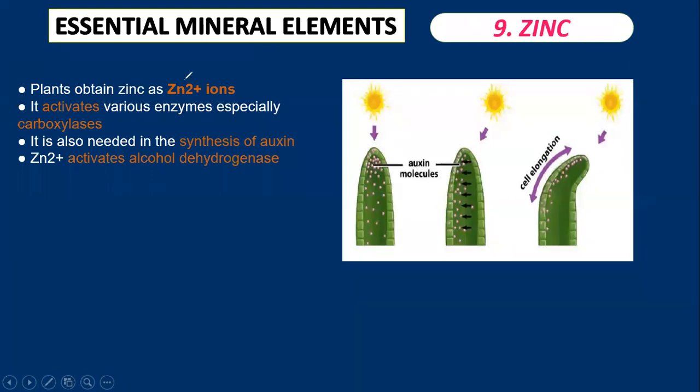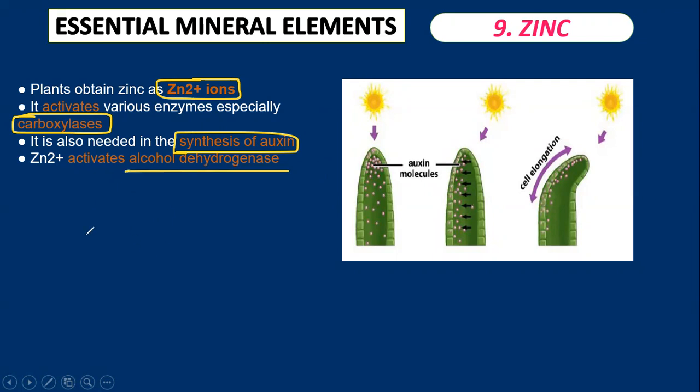The ninth element is zinc. Zinc is mainly absorbed as Zn2+ ion. It activates various enzymes, especially carboxylases. Name the element which is required for the synthesis of auxin in plants. Auxin is a phytohormone you have studied in the chapter Plant Growth and Development. Zinc also activates alcohol dehydrogenase. Very important.